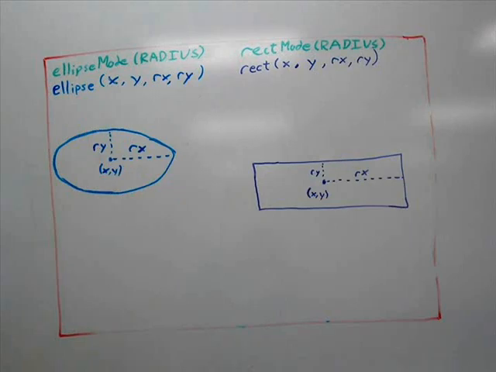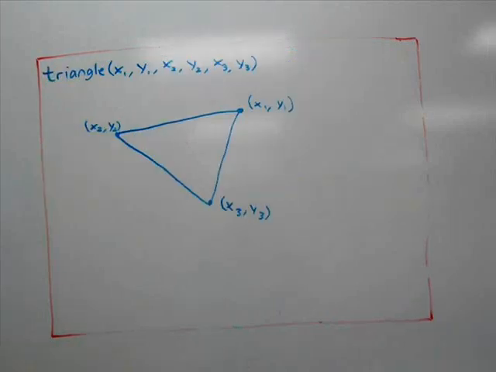In radius mode, the first two arguments are the x and y coordinates of the center of the shape, as in center mode. However, instead of the width and height, you specify the radius parallel to the x-axis and the radius parallel to the y-axis. To draw a triangle, you use the triangle method. The triangle method takes 6 arguments, which are the x and y coordinates of each of the 3 points.